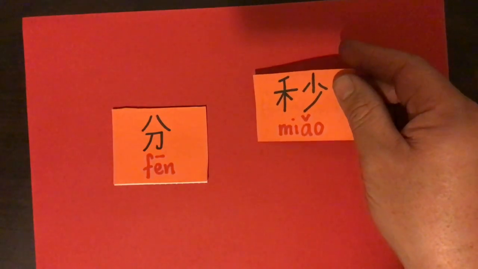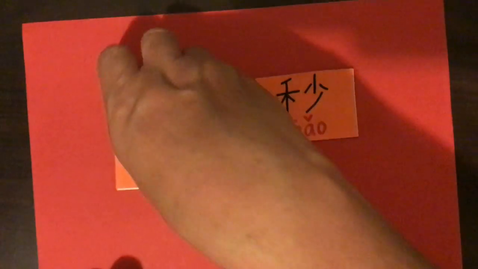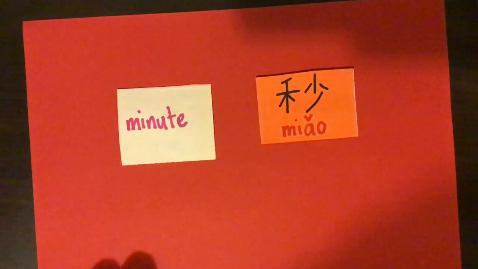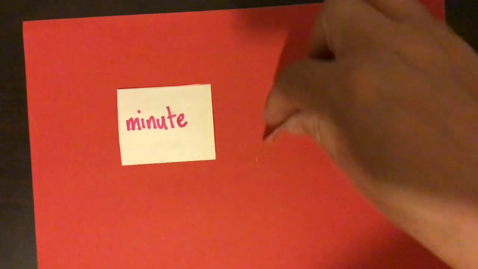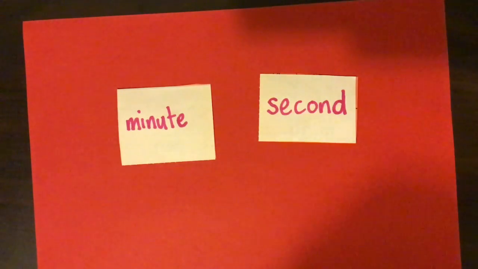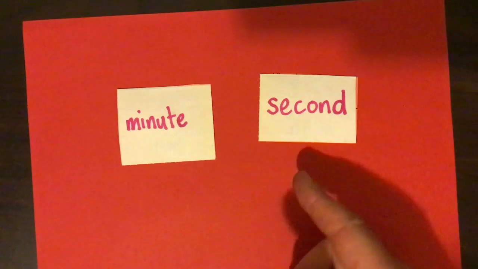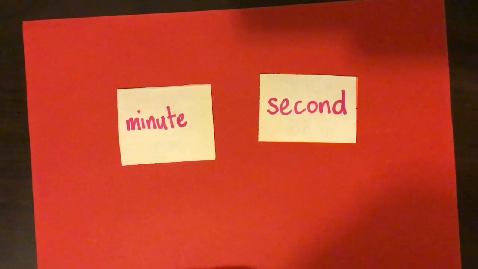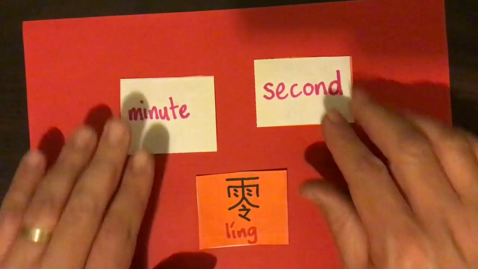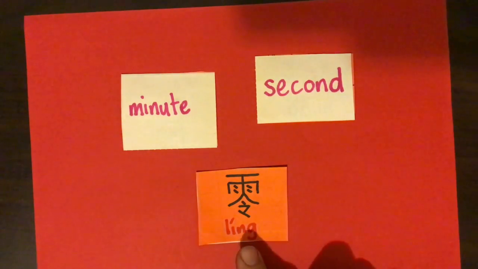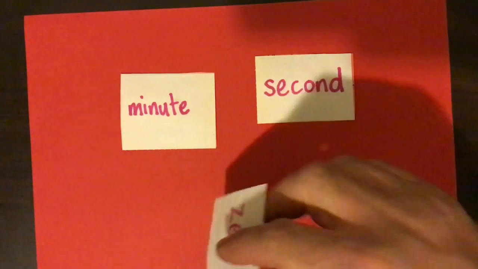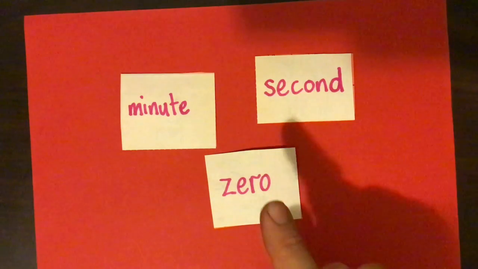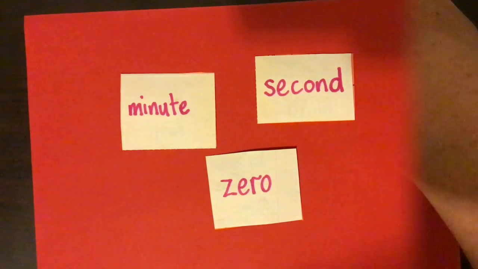Next, some new words to introduce to you. You already know these ones. We had a look at them before. We've got fen, which means minute, and miao, which means second. Think of a cat going meow every second. Meow. And then there's this one, which we have looked at before, but not for a long time. This is ling, which means 0. We are definitely going to be using this.